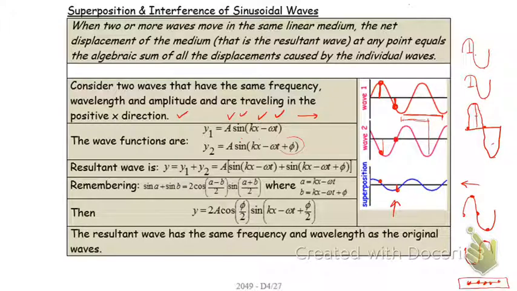Well, y equals y1 plus y2, which equals a sine kx minus omega t plus a sine kx minus omega t plus phi. And then I remember a bit of trig: sine a plus sine b equals 2 cosine of (a minus b) over 2 times sine of (a plus b) over 2, where a is equal to kx minus omega t and b equals kx minus omega t plus phi. I don't need you to remember that.